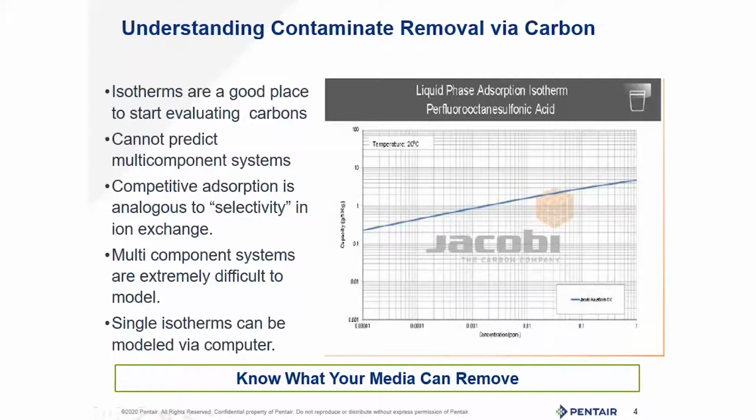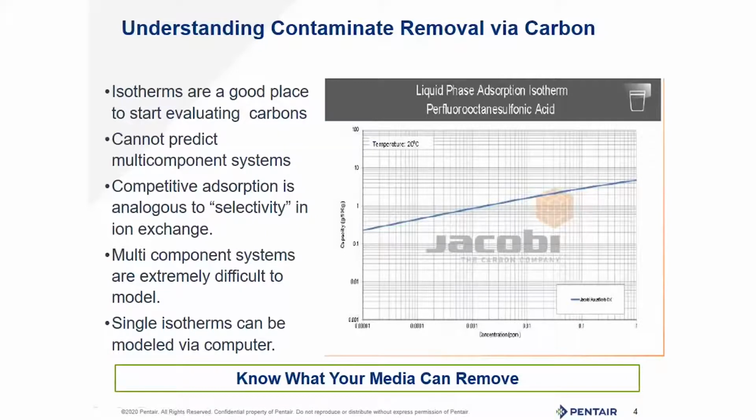We can predict how well it will remove an individual contaminant, but we have a really, really hard time predicting how all those things will be removed in a mixed contaminant scenario. Why? Because of selectivity, that same idea from ion exchange, where resins will prefer one ion over others based on size and charge. Pretty simple to understand there, right?